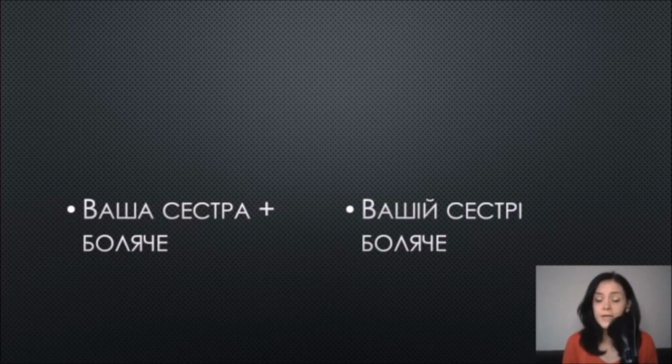Next. Ваша сестра and боляче. Ваша сестра means your sister, your plural sister, and боляче means is hurting. So to say that your sister is hurting or your sister is in pain, is feeling pain, we will say вашій сестрі боляче. Вашій сестрі боляче. Ваша сестра in nominative became вашій сестрі in dative.